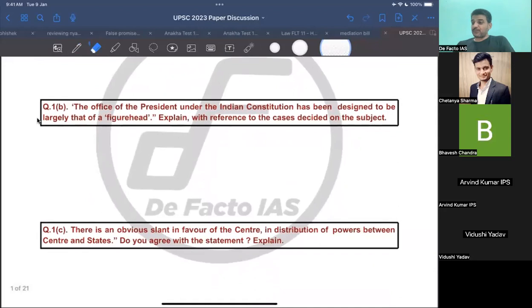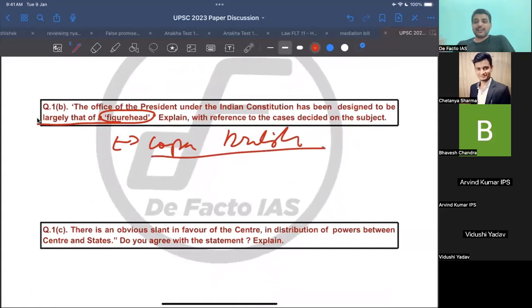Now let's come to the next question, question number 2, 1B. The office of the President in the Indian Constitution has been designated largely as a figurehead. If you look at our syllabus, there is a topic called nature of the president's office. In this question you have to simply compare it with the British monarchy, showing how it was intended to serve as a figurehead equivalent to the British monarchy. Then you could write the Constituent Assembly debate where this figurehead concept was justified by B.R.